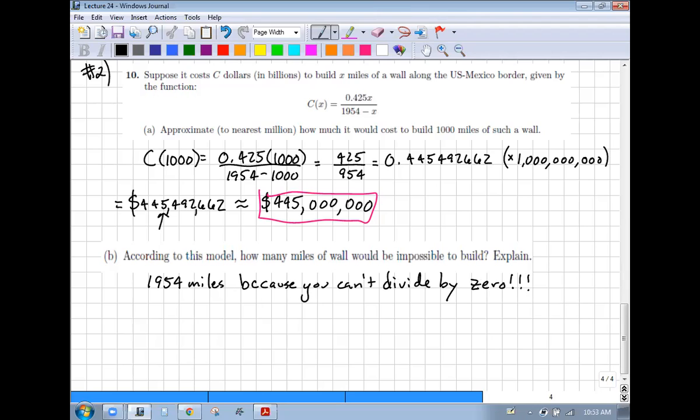What does this mean physically? I'm guessing the whole border is about 1,954 miles. It means that no matter how much money you spend and no matter how hard you try, there's still going to be a tiny hole somewhere. It's just impossible to make a wall that long in that location that doesn't have at least a small hole somewhere.